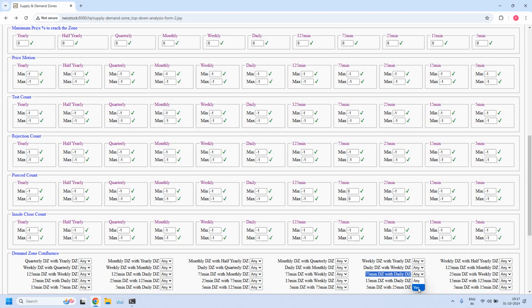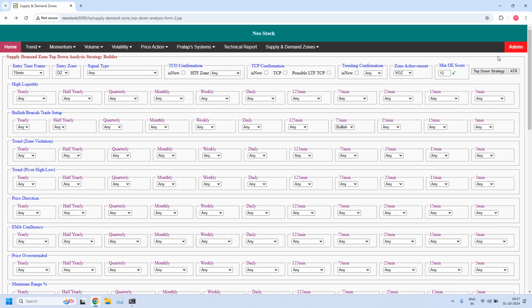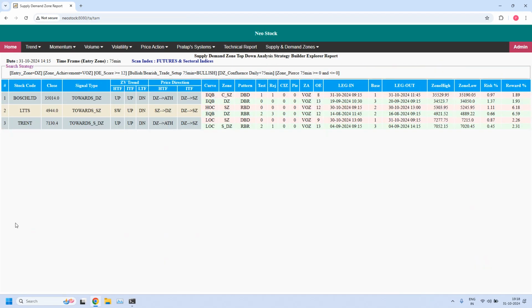I'm enabling the filter. So out of those 4 stocks, we got 3 stocks. All these 3 stocks are high probability setup supported because the 75 minutes entry zone is part of the daily zone, and the daily trend is up. If any of these stocks are having daily demand zones with daily EMA confluence, they are even more high probability setup.